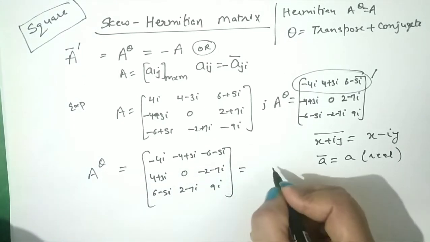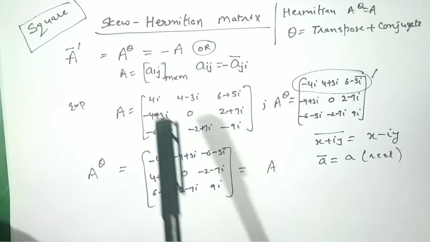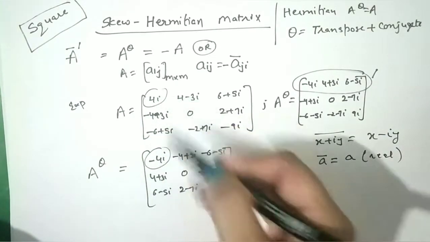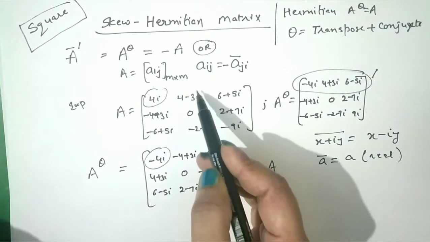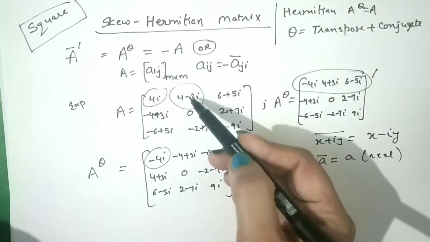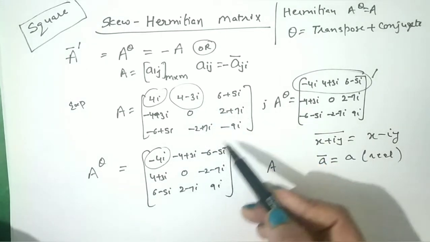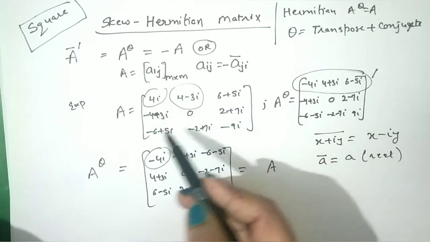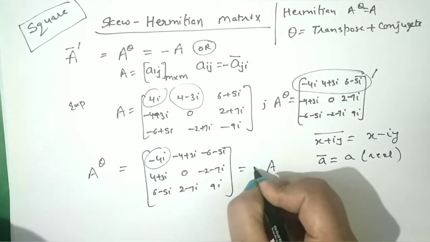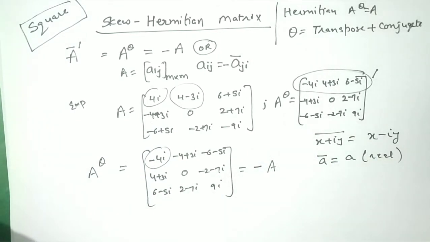Now you have to see whether it is equal to A or not. You can see the first element 4 iota and minus 4 iota are of negative sign. The next element you can see is also negative, 4 minus 4, minus 3 iota plus 3 iota. And similarly all the elements of A are negative of the elements of A theta. So this is equal to minus A. So this is the definition and example of a skew Hermitian matrix.